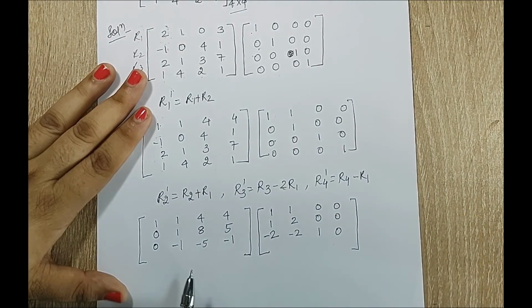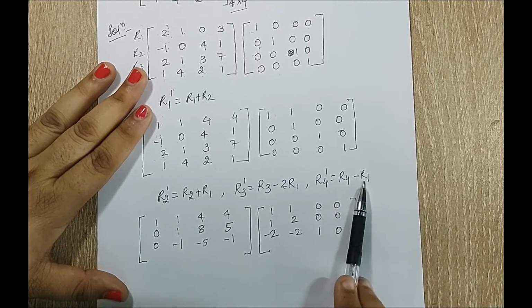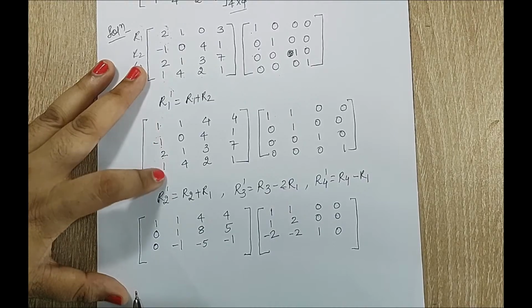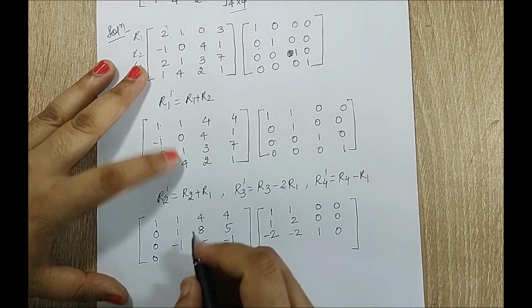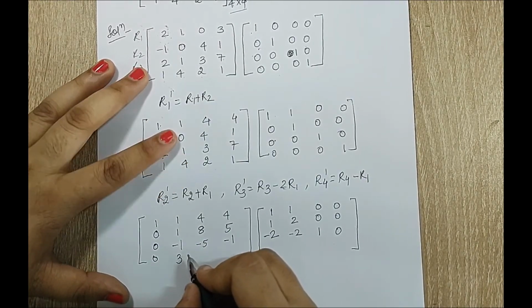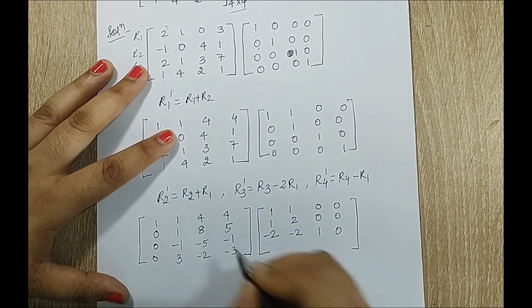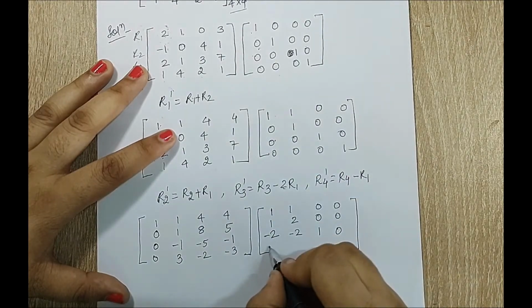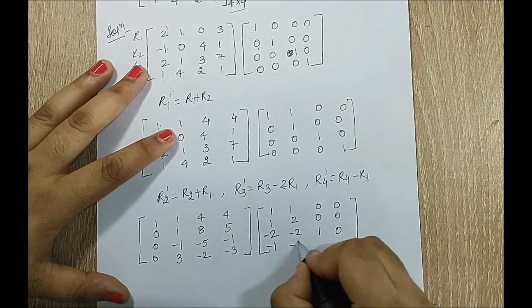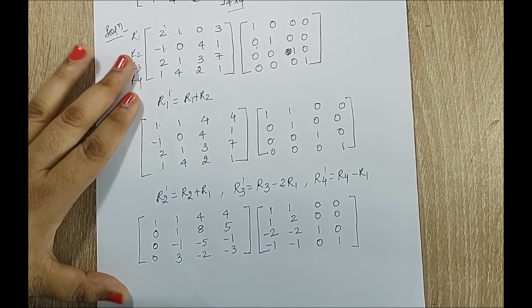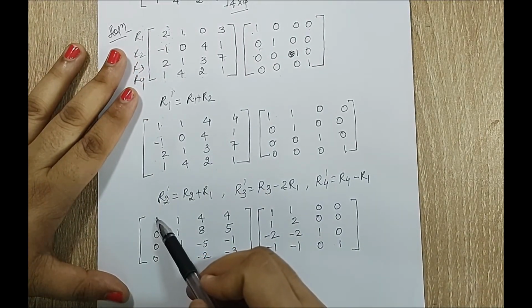Next, I'll solve for the fourth row. It is R4 minus R1. So from this value, I have to subtract the R1 value. 1 minus 1 is 0. 4 minus 1 is 3. 2 minus 4 is minus 2. 1 minus 4 is minus 3. Here I have 0 minus 1. Next, I have minus 1, 0 and 1. So this is how I have converted the first column.